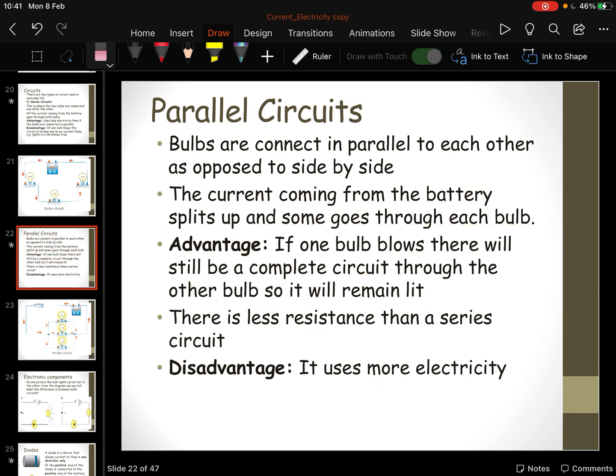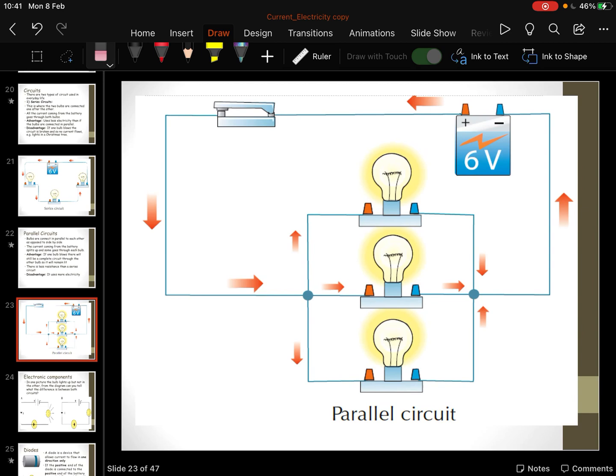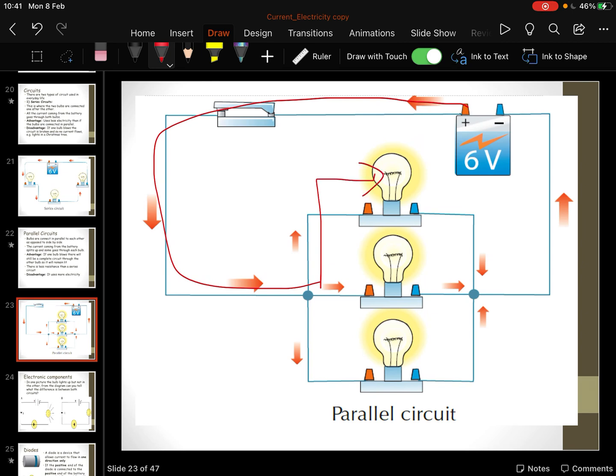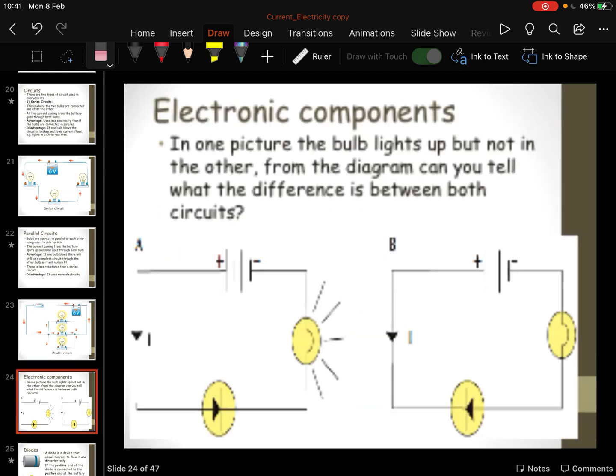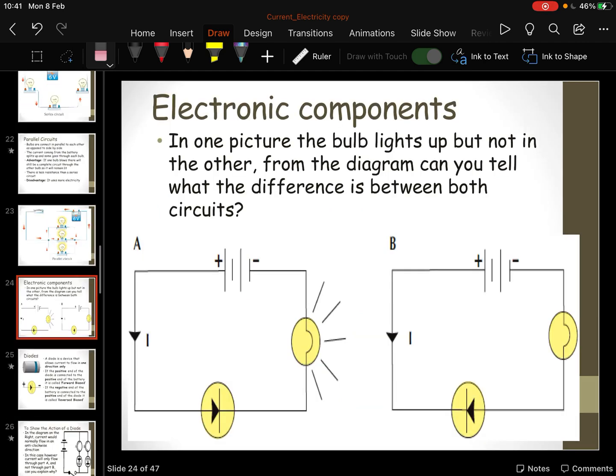Okay, and this is what your parallel circuits will look like. As you can see here, the power goes through, and when it gets to our parallel circuit, it divides. It breaks off into 3. And that's what parallel is. In other words, they're connected one above the other. The reason for this is that if this bulb went, the electricity would simply flow through the other 2.